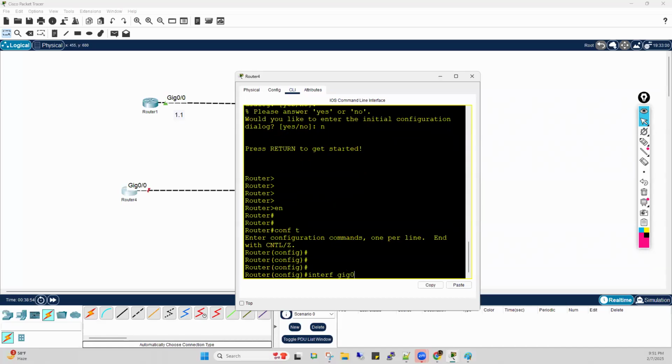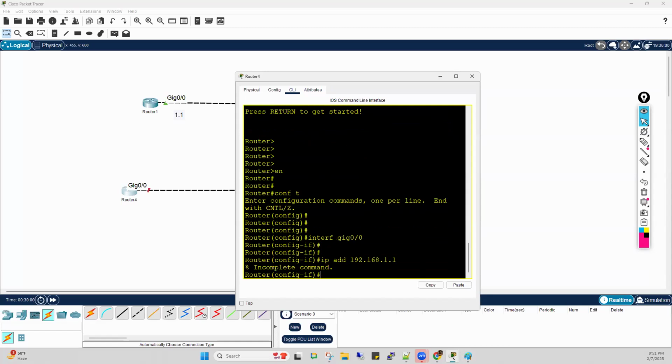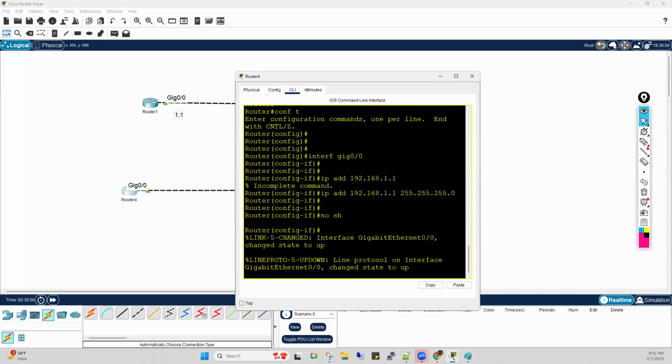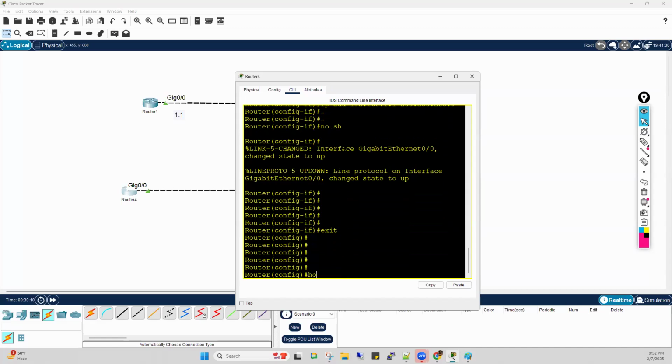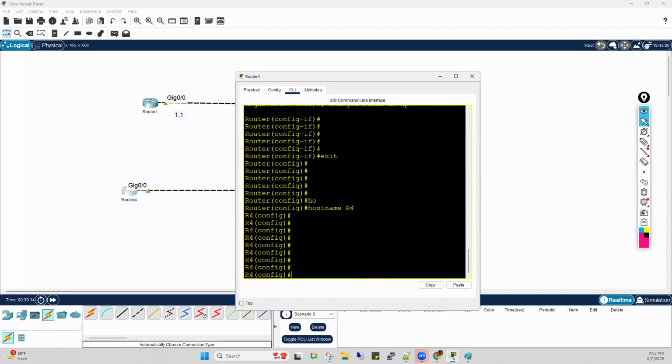Interface gig 0/0, IP address 192.168.1.1, 255.255.255.0 and no shutdown. So we configure, guys, the hostname. This is router number 4. Done.